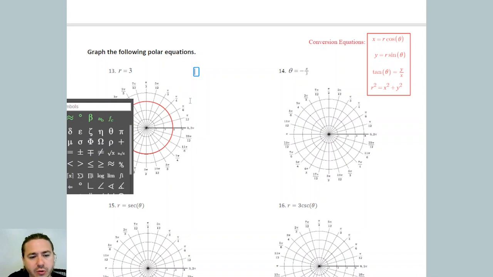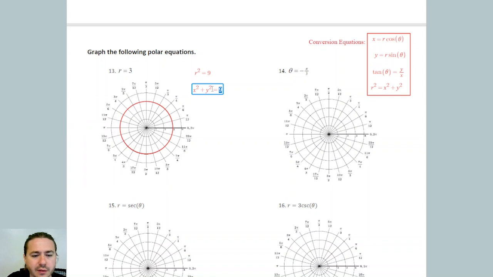If you wanted to see what it would be like as a rectangular equation, you could square both sides and get r squared equals 9. And then r squared is x squared plus y squared. And so you would have the equation for a circle that has a radius of 3. This number right here is the radius squared. So yeah, that's just what it would be.